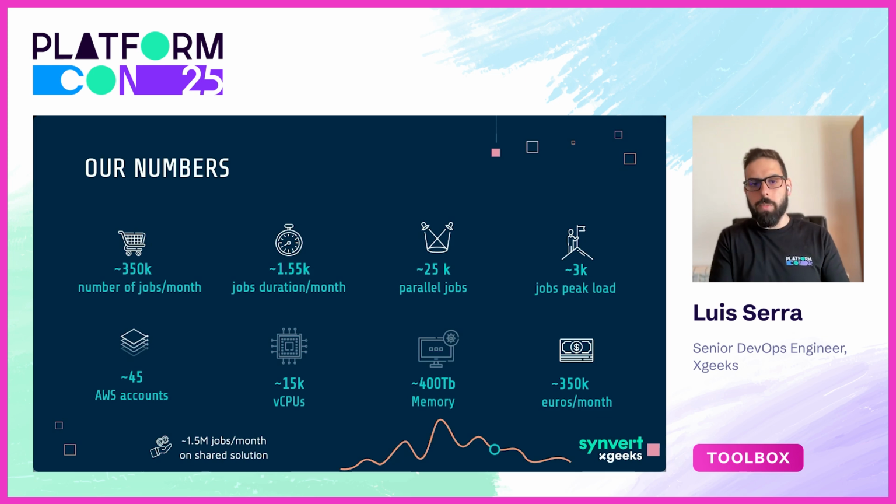Apart from these numbers for the Fleeting Runners product, we also have a much cheaper and easier to use solution called Shared Runners. That is a Kubernetes-based solution to accommodate those kinds of workloads that don't have any special requirements, for example all the linting and those very simple jobs that don't require the necessity of having a fleeting runner setup. And we have around 1.5 million jobs being executed on that solution, apart from all the fleeting runner workloads.